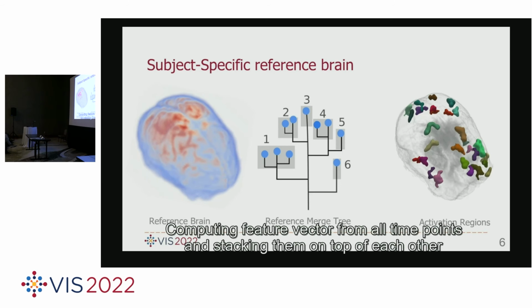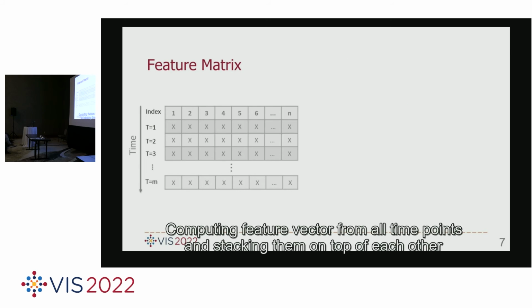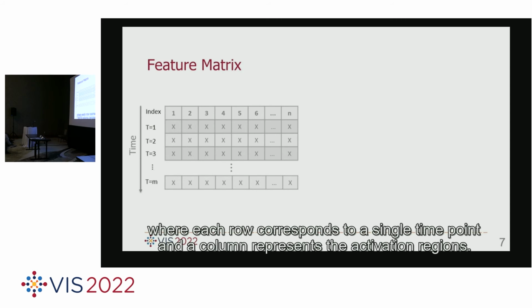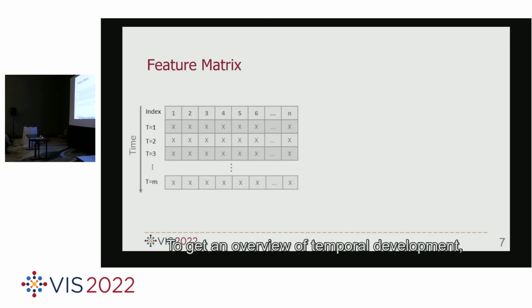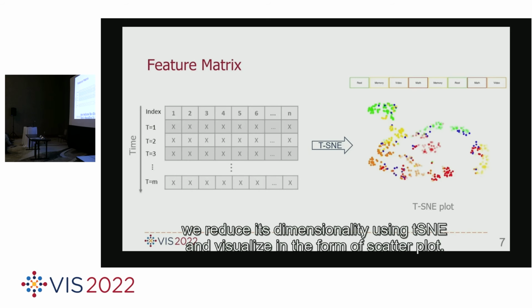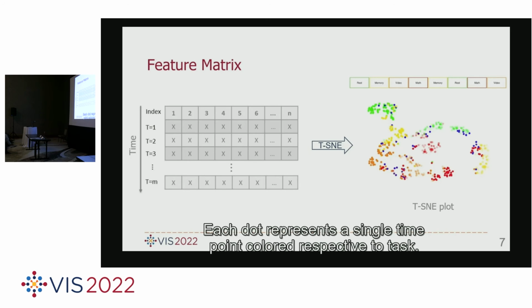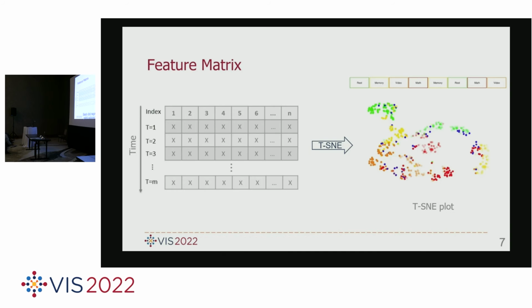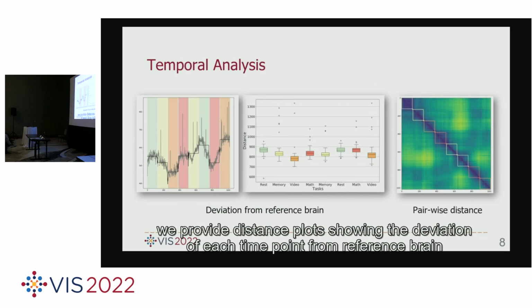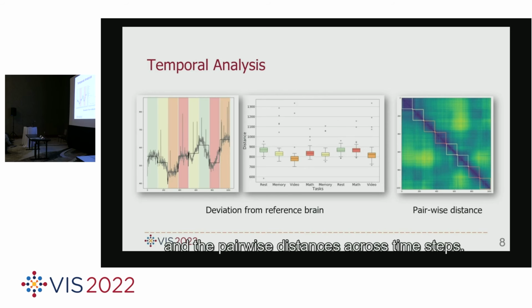Computing feature vectors from all time points and stacking them on top of each other results in a feature matrix, where each row corresponds to a single time point and a column represents an activation region. To get an overview of temporal development, we reduce its dimensionality using t-SNE and visualize it in the form of a scatter plot. Each dot represents a single time point colored according to the task. To further understand the temporal evolution of the brain activity, we provide distance plots showing the deviation of each time point from the reference brane and the pairwise distance across the time steps.